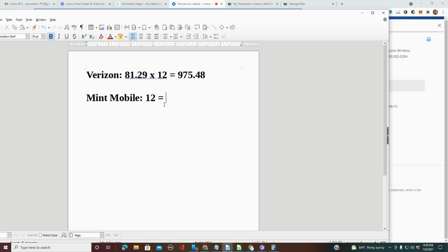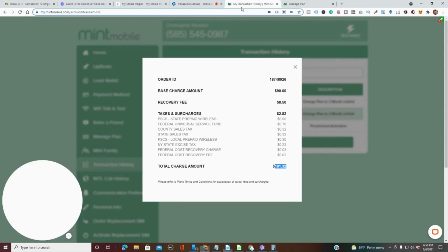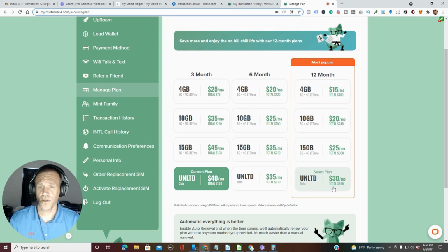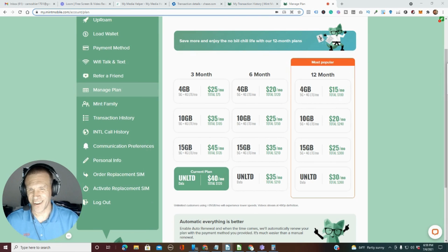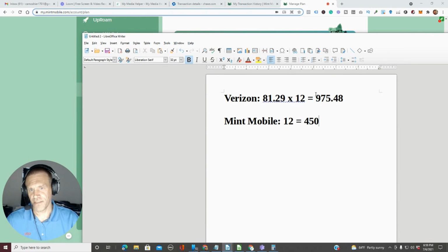All right, and if we go over here to right here, so 360 for a full year, let's say 450, okay? Is it going to be that much? I highly doubt it, but after tax and fees, I'm just going to put 450. But it's half of what I'm paying now. Right, it's less than half of what I'm paying now.